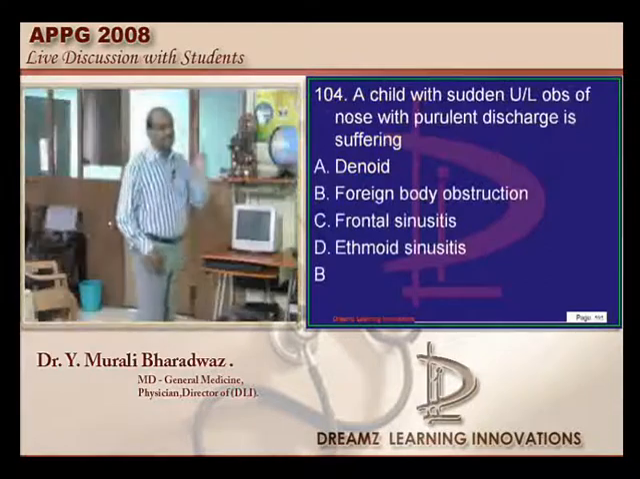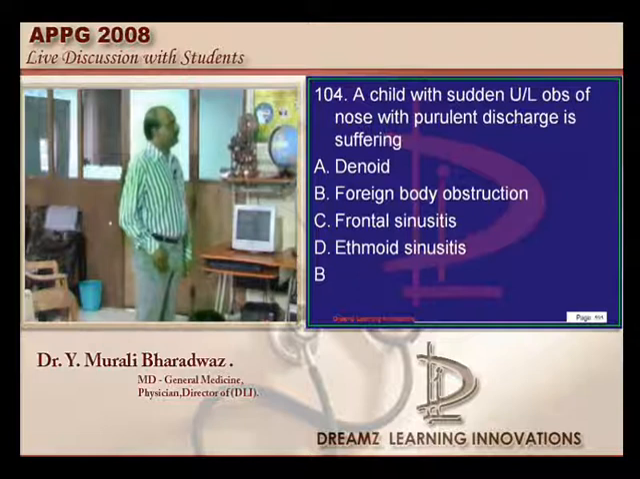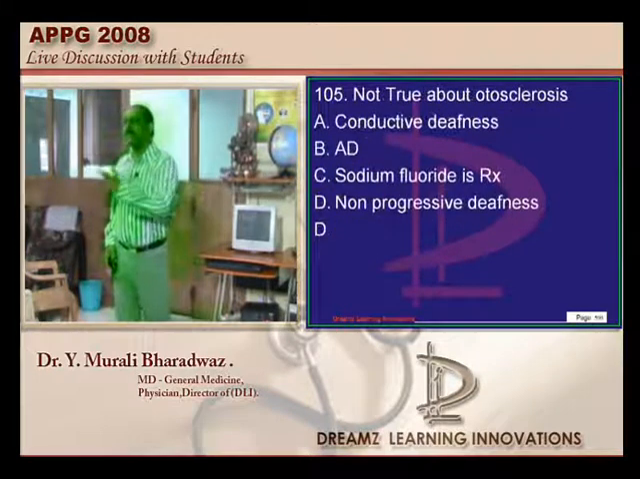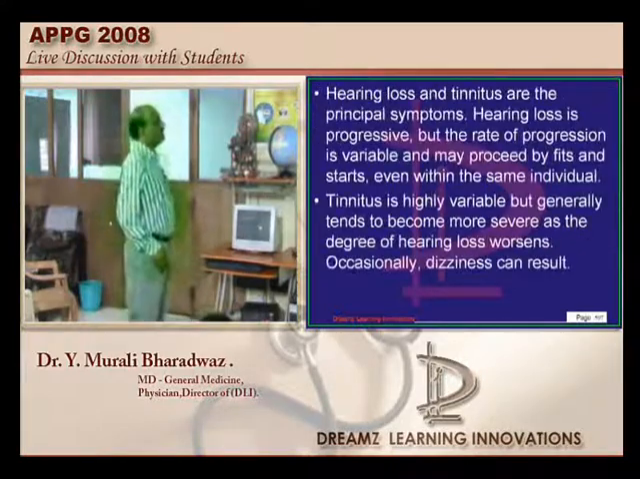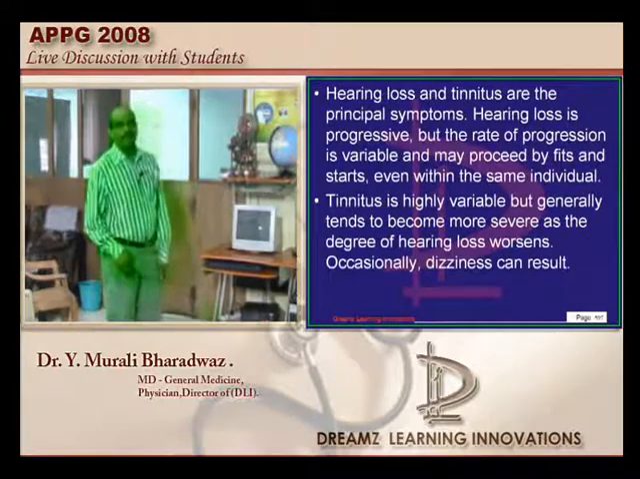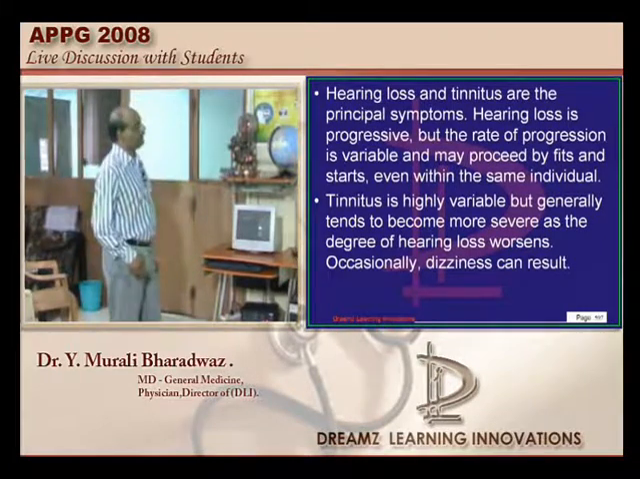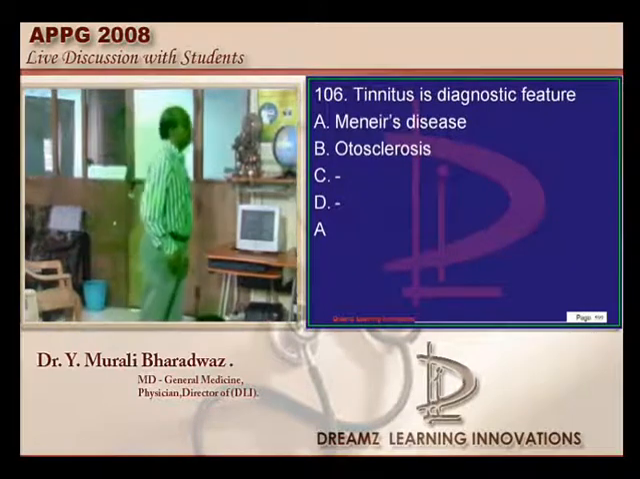Now a child has a sudden unilateral obstruction of the nose. So it is an example of foreign body obstruction. Otosclerosis is a progressive or a non-progressive deafness, doctor? It is very much a progressive deafness, conductive deafness it is, and that's the reason non-progressive is not the answer. Tinnitus is a feature in the case of the Meniere's.